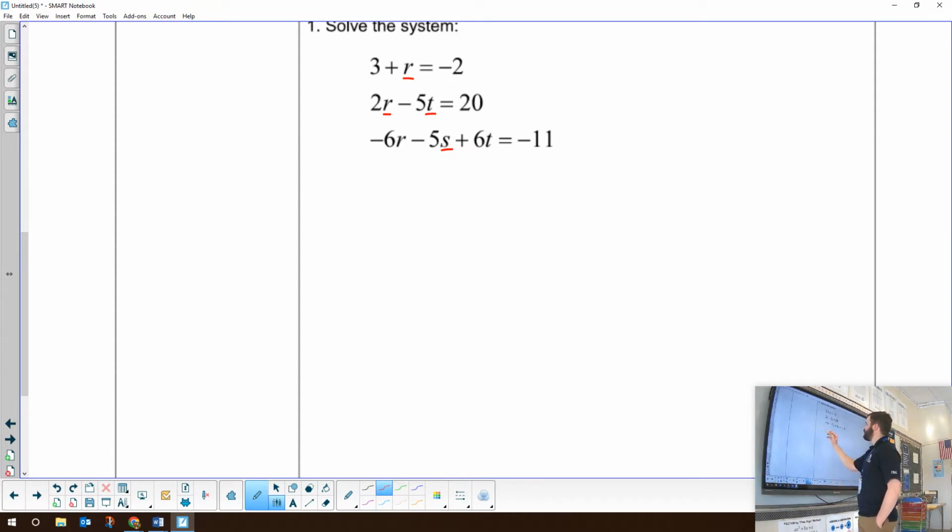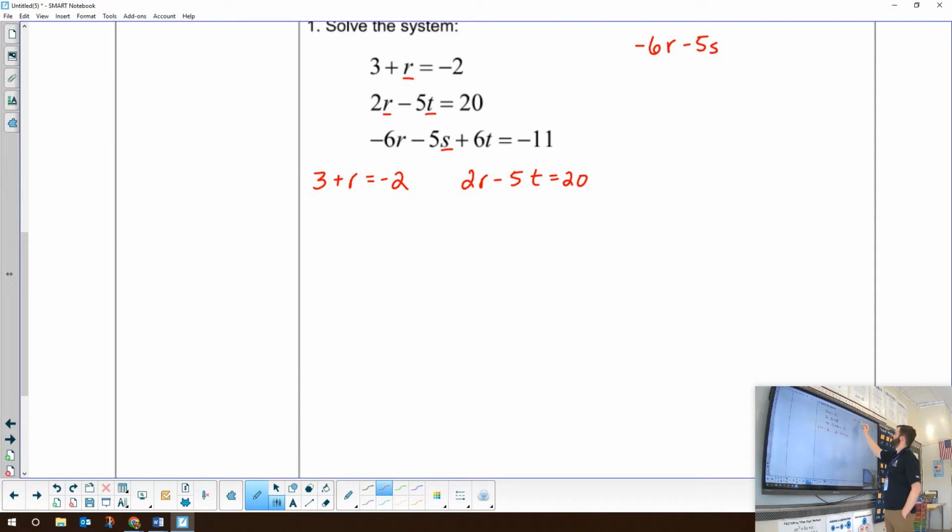So let's write out our equations. My first equation is 3 plus r equals negative 2. My second equation is 2r minus 5t equals 20. And my final equation, I'm going to write up here so I have plenty of room to work with that one. That one's going to be negative 6r minus 5s plus 6t equals negative 11.